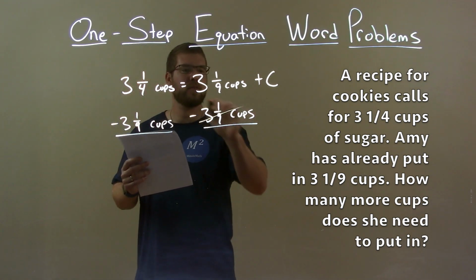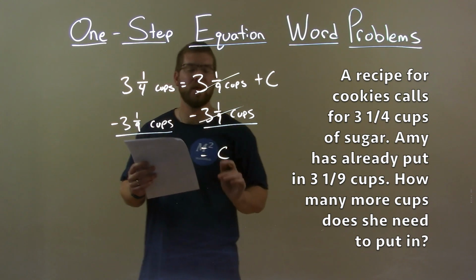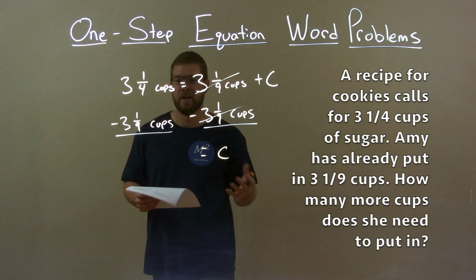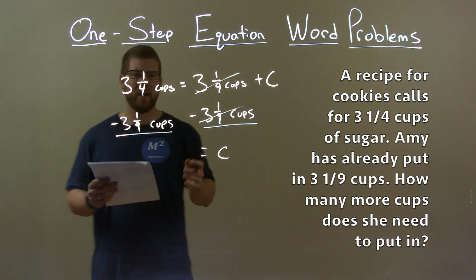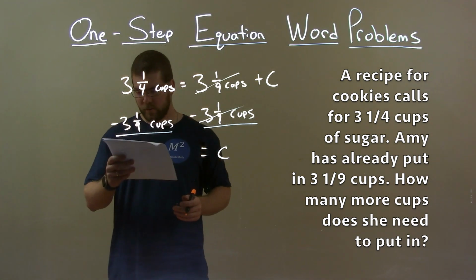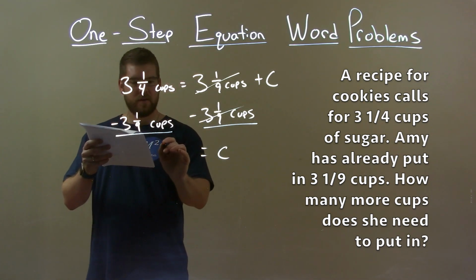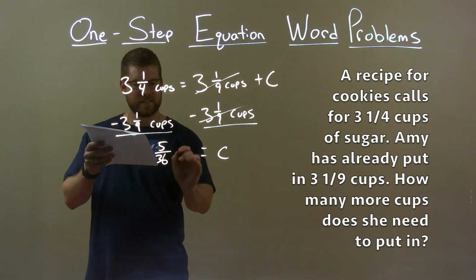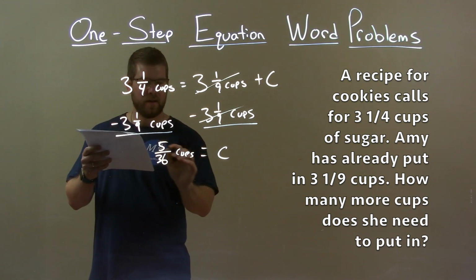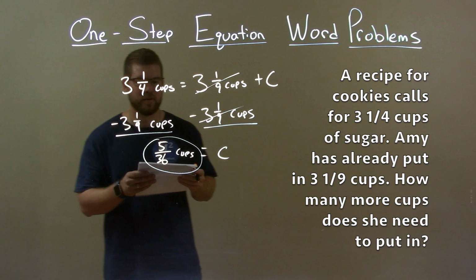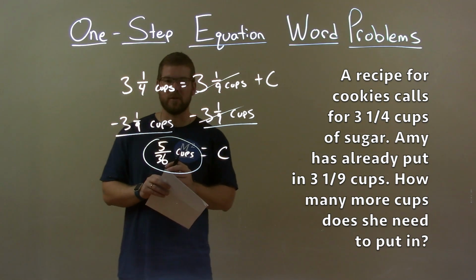That eliminates the 3 1/9 on the right, giving me C, the number of cups of sugar that Amy needs to add, on the right by itself. Now 3 1/4 cups minus 3 1/9 cups comes out to be 5/36 cups of sugar. And so there we have our final answer, 5/36 cups of sugar.